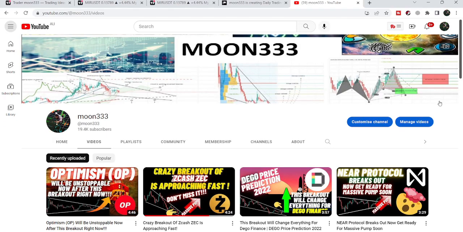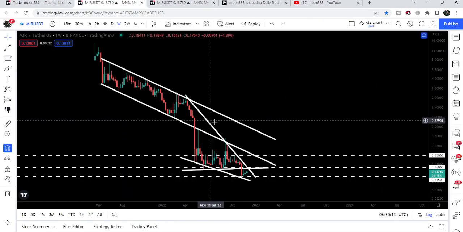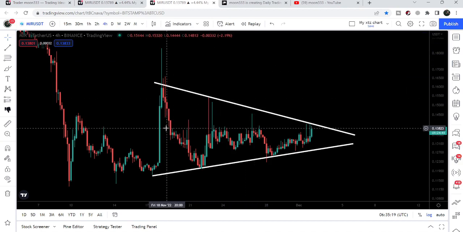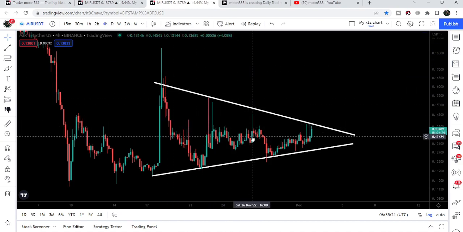Hope you're well and welcome to the new update on MIR protocol. In today's video, we will once again take a look at this breakdown from this down channel, and on the smaller time frame, MIR protocol is very close to breaking this symmetrical triangle as well.